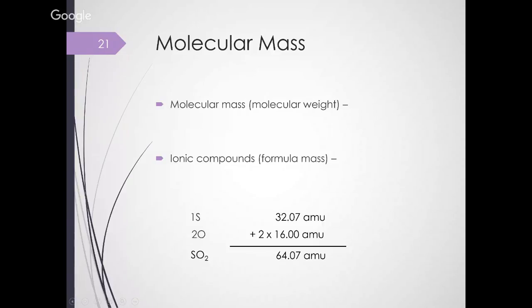So how do I know how much this weighs? Well, I look at the periodic table, and I see that sulfur is 32.07 atomic mass units. Oxygen is 16.00 atomic mass units. Because I have 2 of them, I multiply by 2, and then I simply add up my values to see that the mass of this compound is 64.07 atomic mass units. So atomic mass units are what we use to represent the mass of atoms. It tells us in the name, atomic mass unit.